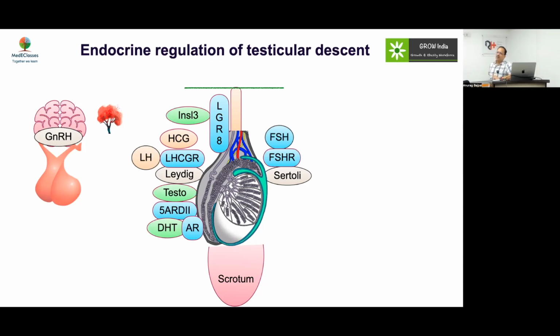Now, do they have undescended testis or not? They have micropenis, but can Kallmann syndrome patients have undescended testis or not? If yes, why? If no, why?